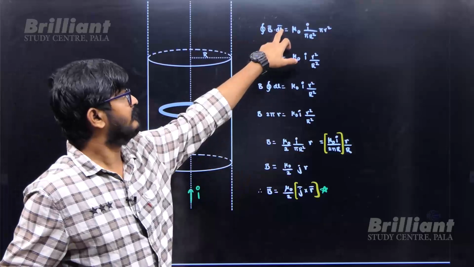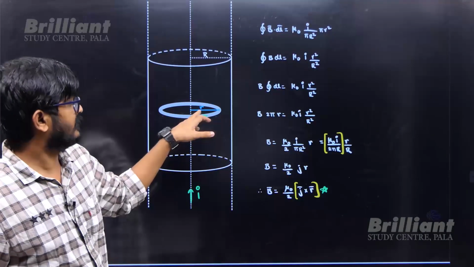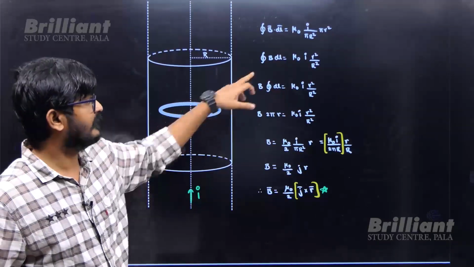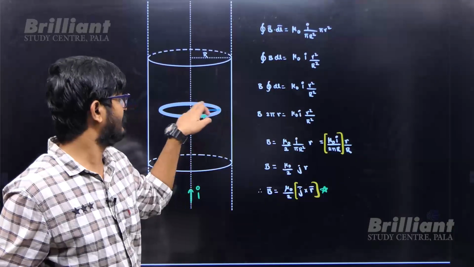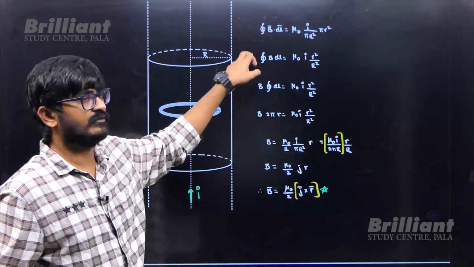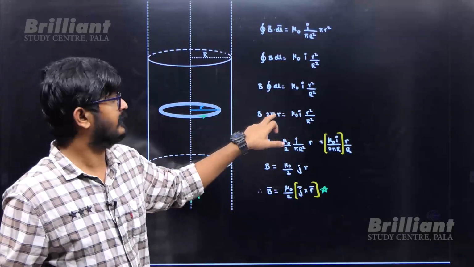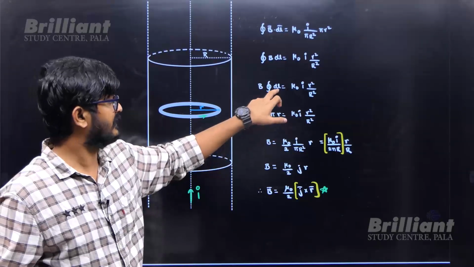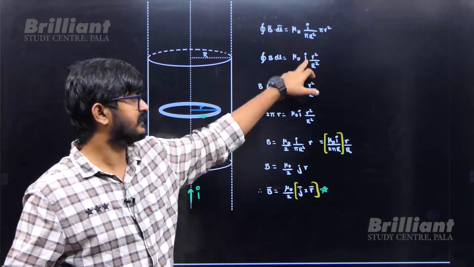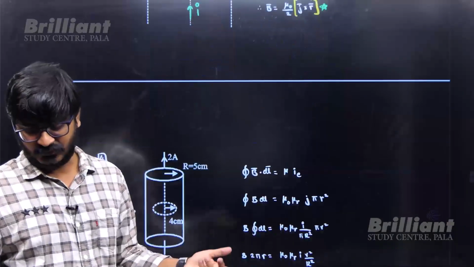Now by symmetry, you can see the direction of B and DL will be coinciding, so I can take the dot product as simple integral B DL. Again, B at every point will be the same because of symmetry, so I can take it out of the integral. So the closed integral of DL is 2 pi r. So this side it will turn out to this one. Then when you calculate, you will be getting this. So you will be using Ampere's law.